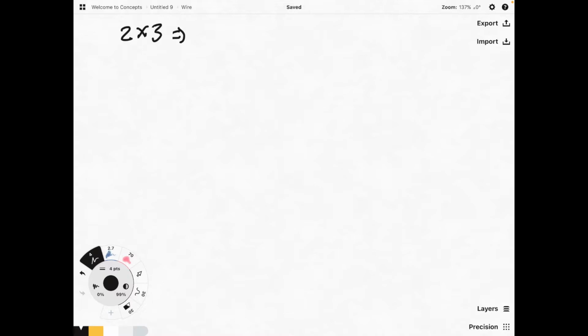That looks like 2 plus 2 plus 2, right? Or if you want to see it visually, you can go 2, 2, and 2, right? And so what this equals is 6, because 2 plus 2 plus 2 is 6. And so 3 times 2, or 2 times 3, is 6.